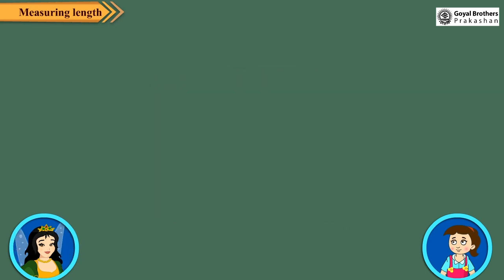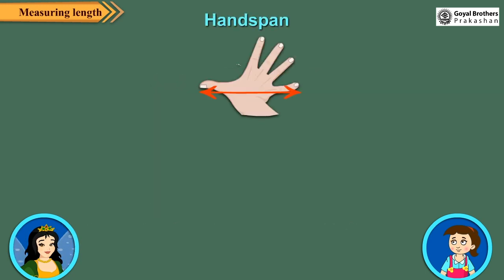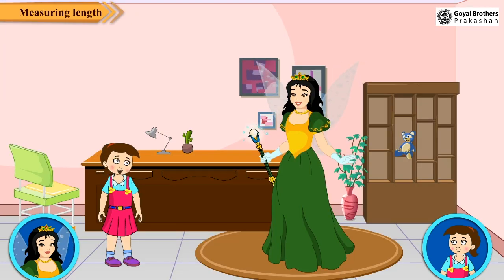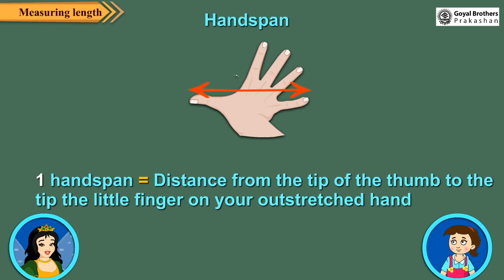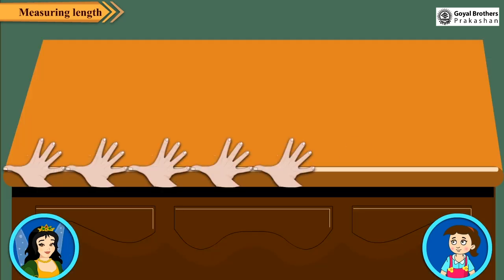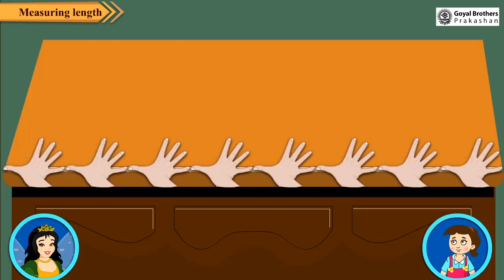Another way of measuring lengths of objects is hand span. We will measure the length of the table in your room by using the hand span. What is a hand span? See, when we outstretch our hand, the distance from the tip of the thumb to the tip of the little finger is known as 1 hand span. The table's length is 8 hand spans.